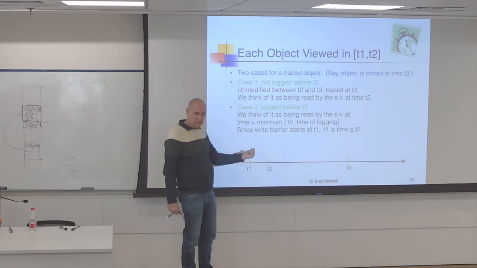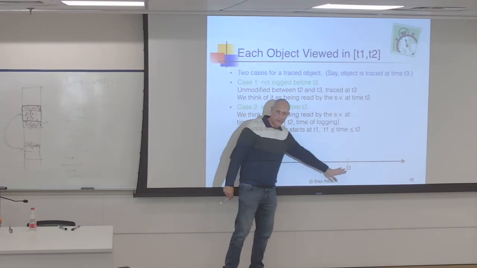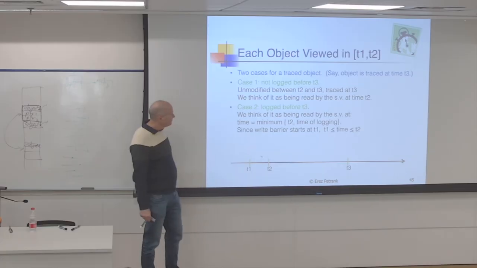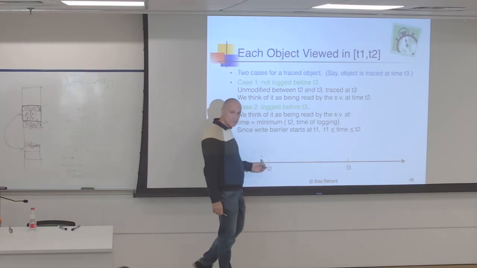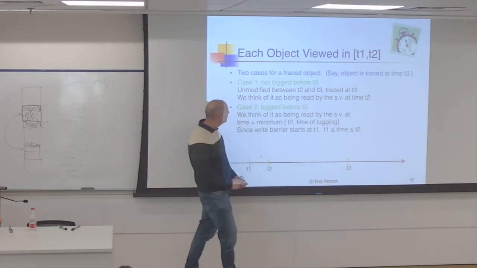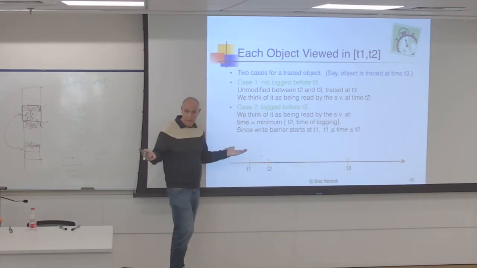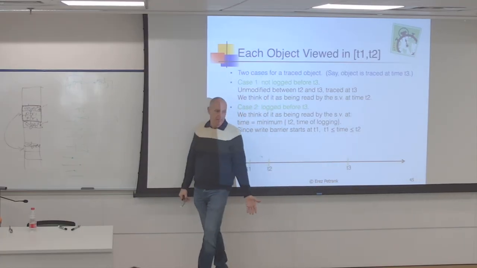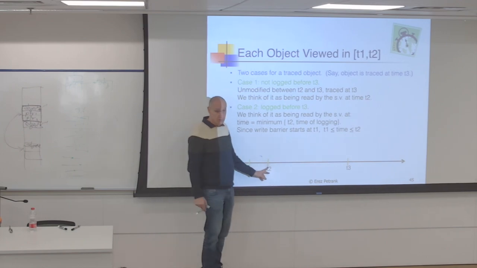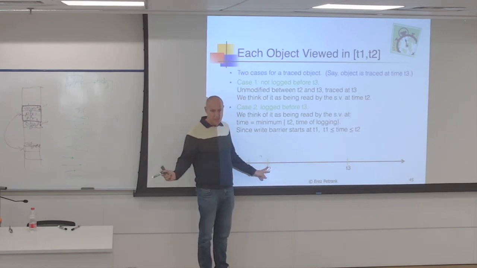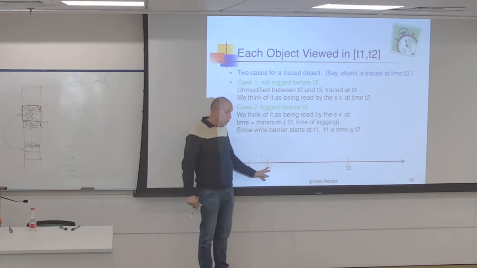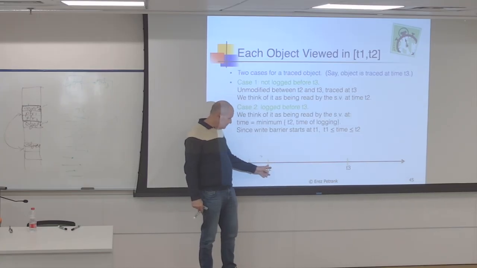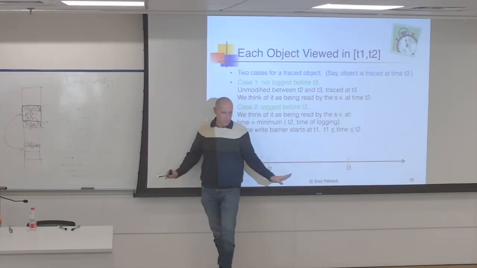The object that I'm looking at, has it been logged before T3 when I look at it? If it hasn't been logged, then it means that between T2 and T3, it was not modified. Why? Because I said in T2, everyone is running the write barrier. So if anybody is changing anything, it is logging it. So I'm sure at T2 that this is the case. And so if it's not logged, then at least between T2 and T3, it was not modified.